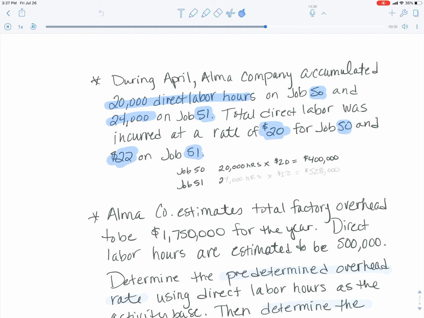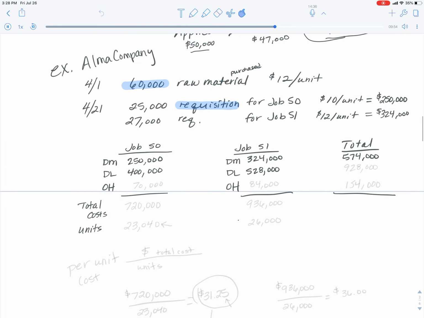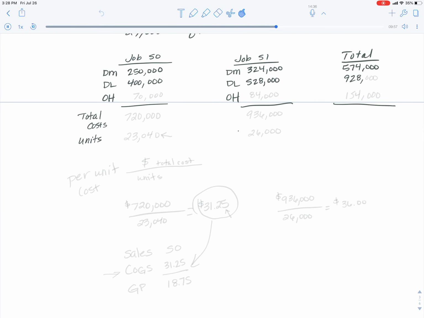And we had 24,000 hours for the second job, but we paid them $22 an hour for that one. So that's $528,000 in labor. So that's actual labor costs. So put that up here in our job list. Okay? So far that's a total of $928,000.